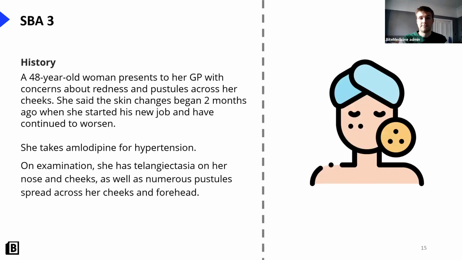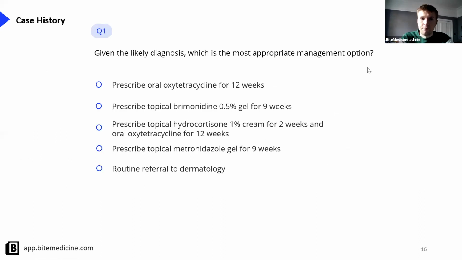So, moving on, we've got SBA number 3. A 48-year-old woman presents to her GP with concerns about redness and pustules across her cheeks. She said the skin changes began 2 months ago when she started her new job and have continued to worsen. She takes amlodipine for hypertension, and on examination she has telangiectasia on her nose and cheeks, as well as numerous pustules spread across her cheeks and forehead. So a number of different features here. We've got some redness, some telangiectasia, and some pustules. Question is, a two-step: given the likely diagnosis, which is the most appropriate management option?